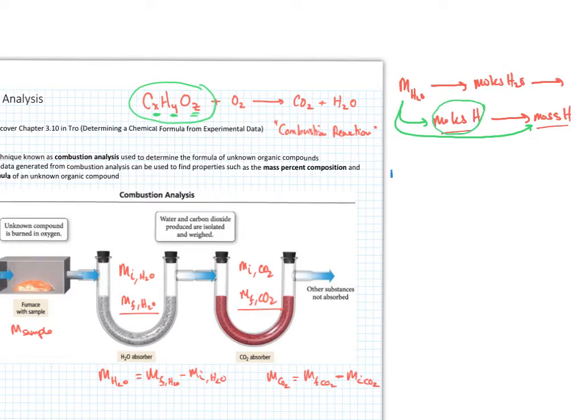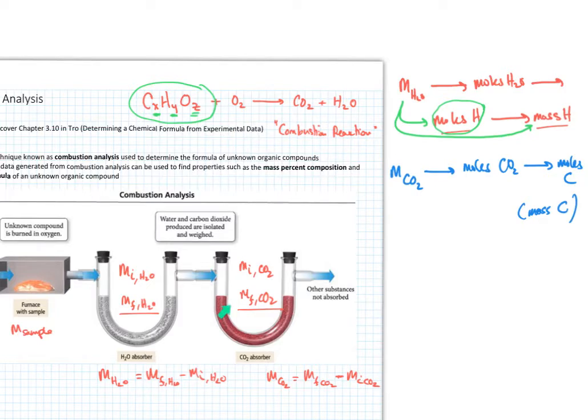Well, we start with moles of carbon. We start with the mass of CO2. From that, we convert to moles of CO2. Then we can find moles of carbon. And depending on the problem, we might need the mass of carbon.